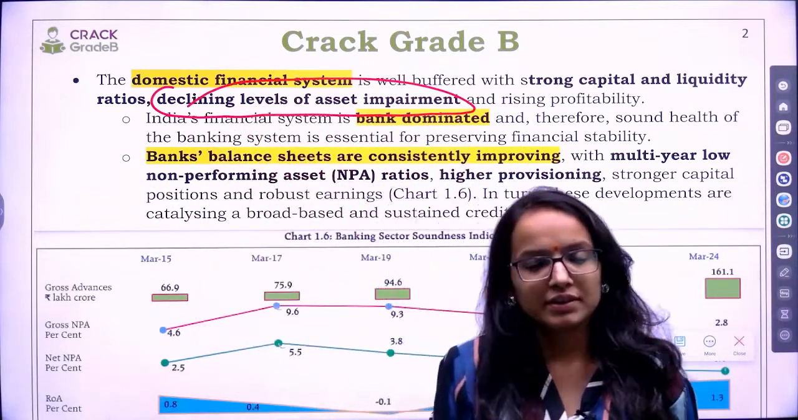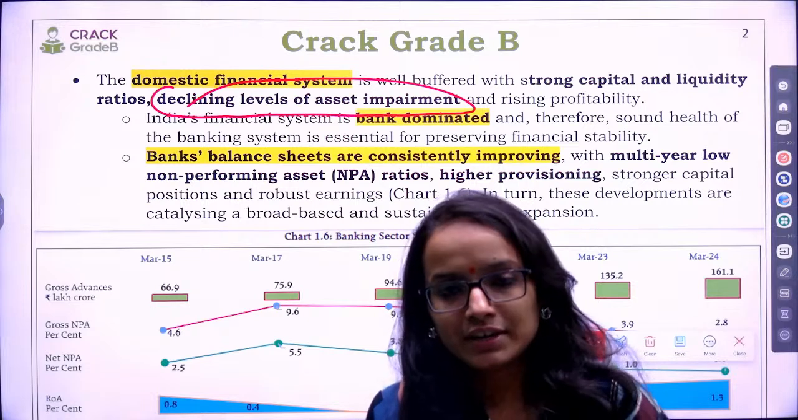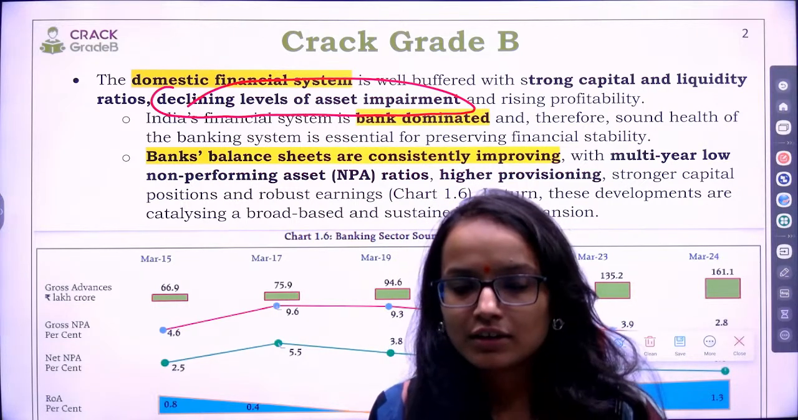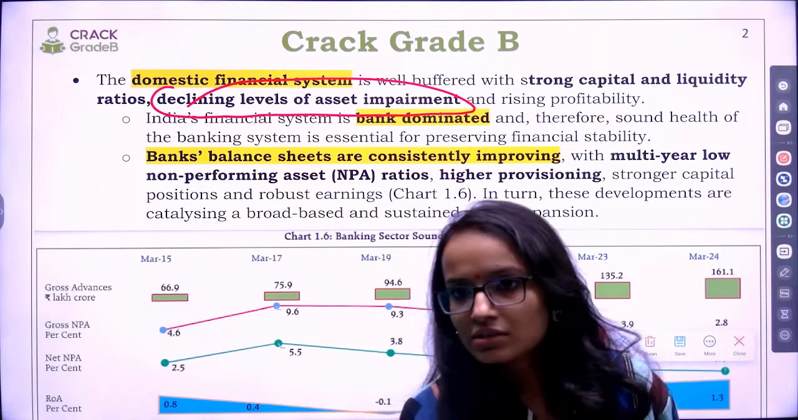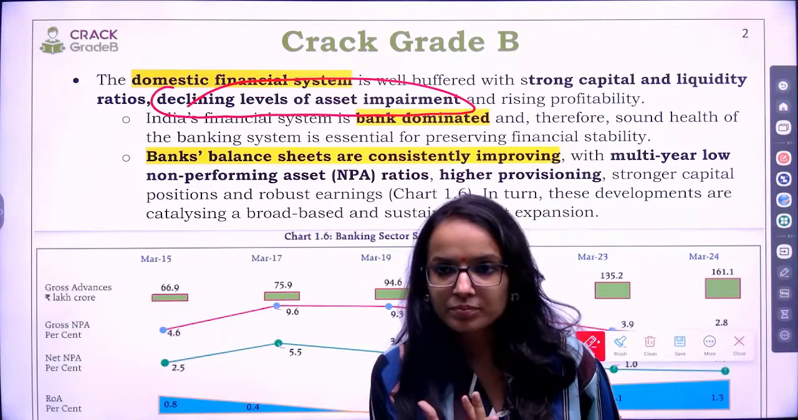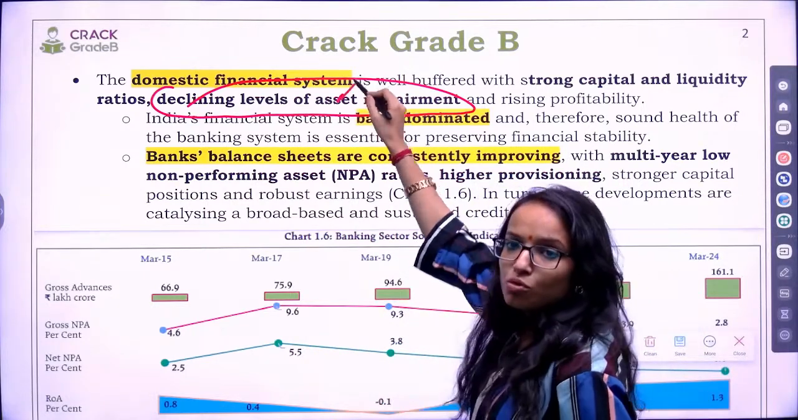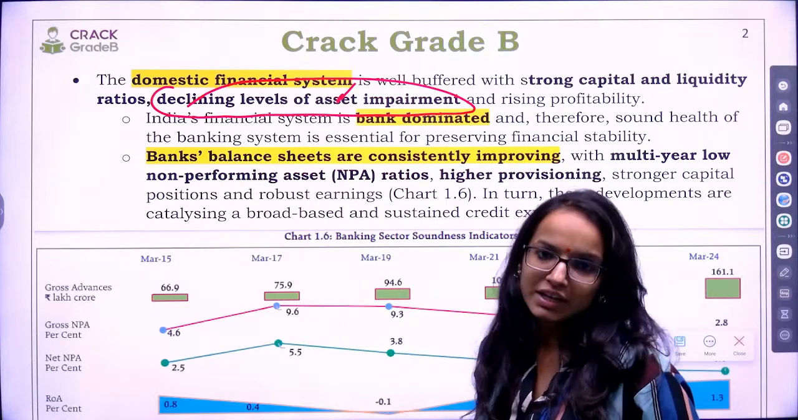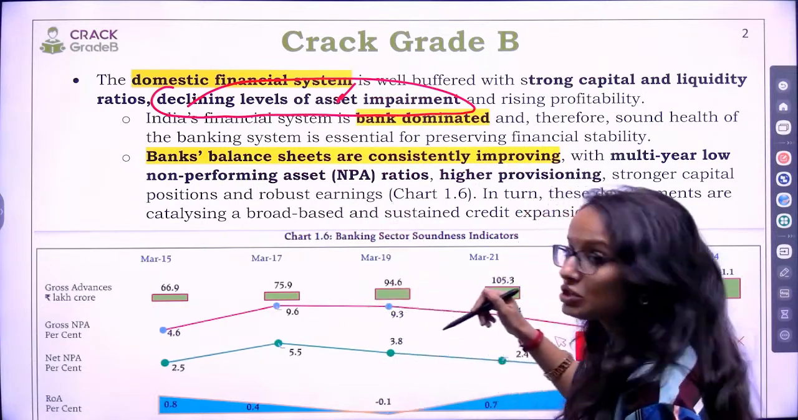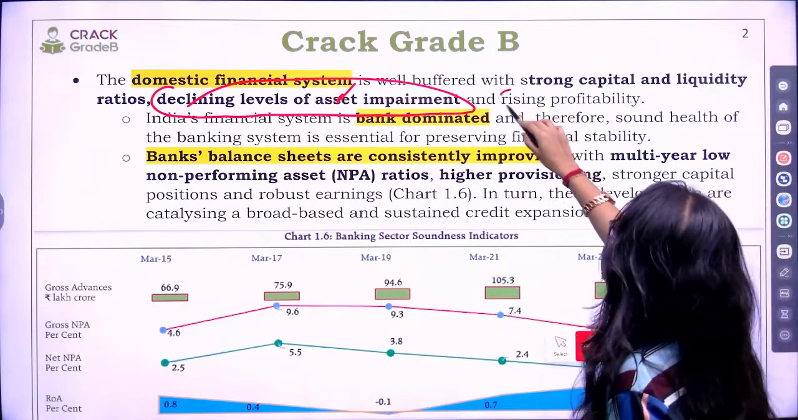Now you understand this, right? So asset impairment in the Indian financial market is declining. So less loss on the assets which you hold, isn't it? So this is something also providing resilience to the Indian financial market. Declining levels of asset impairment and rising profitability.